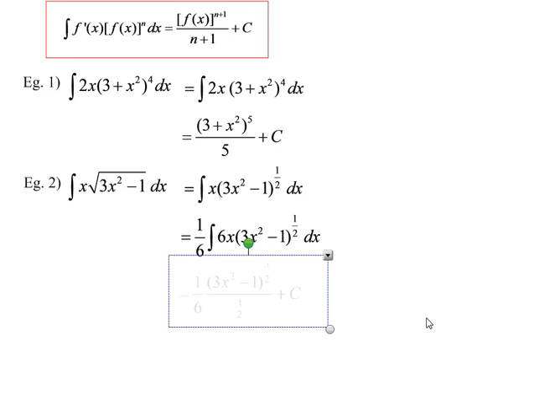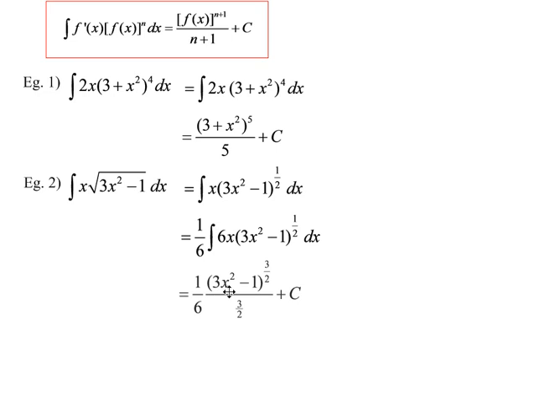And over here, 1 over 6 is still there. (3x squared minus 1) is now to the power of 3 over 2, because that is from half plus 1. Similarly, now I have to divide by 3 over 2. Rearranging the equation neatly, I will get (3x squared minus 1) to the power of 3 over 2, over 9, plus c. So there you go. Two examples where you can solve by recognition without having to go through the tedious steps of substitution.